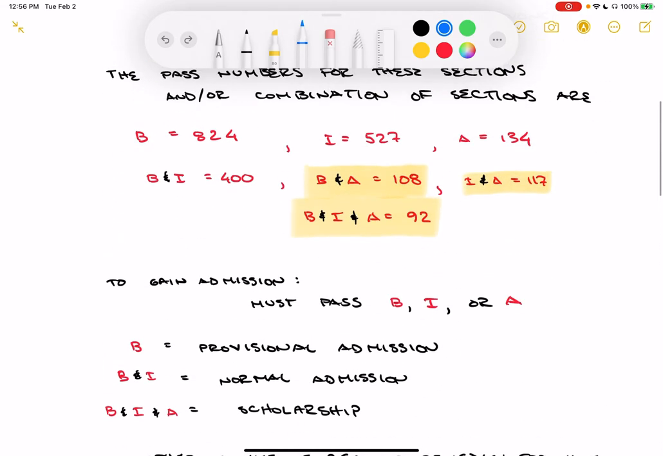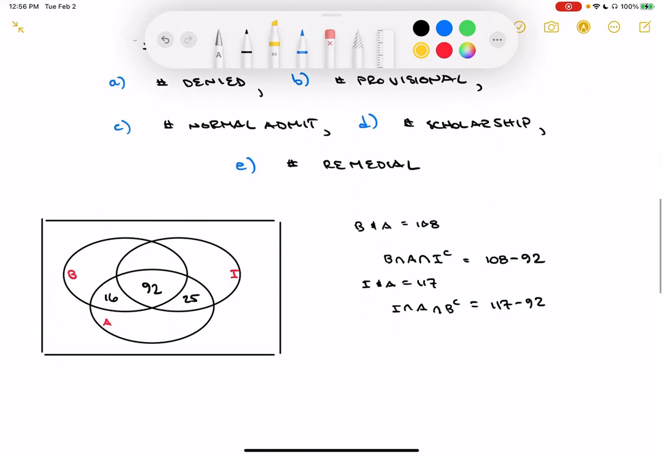If I continue in this, I'm going to go ahead and try to use this basic and intermediate as being 400 students. So if I have basic and intermediate being equal to 400, I know that basic and intermediate and not advanced is going to be that 400 minus 92 again. So that should be 308. So I can come in here and write in that 308.